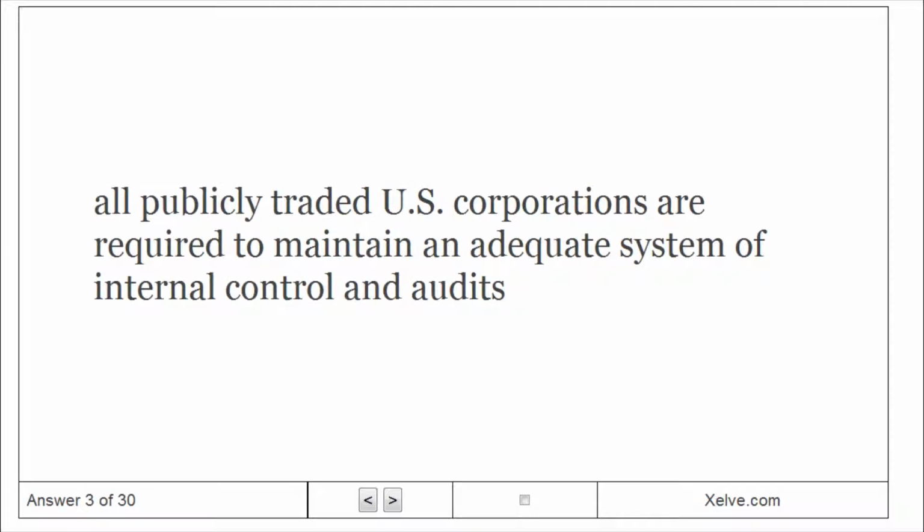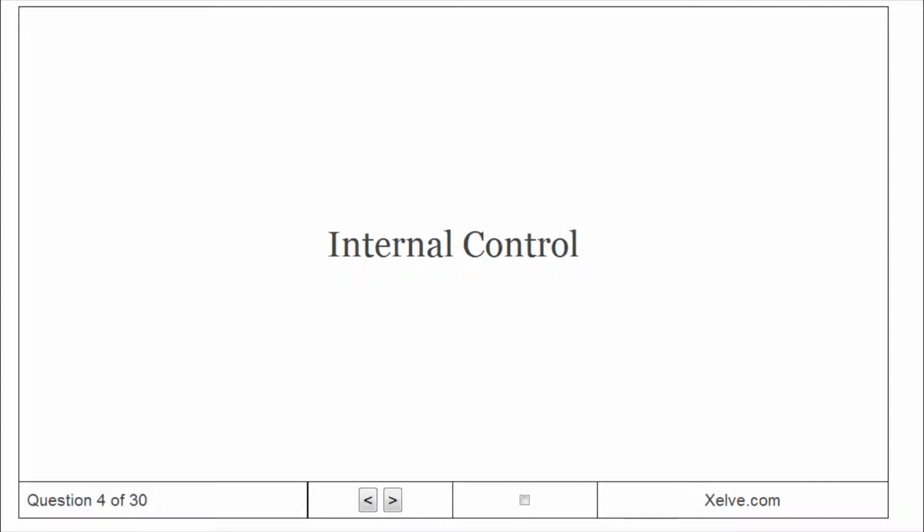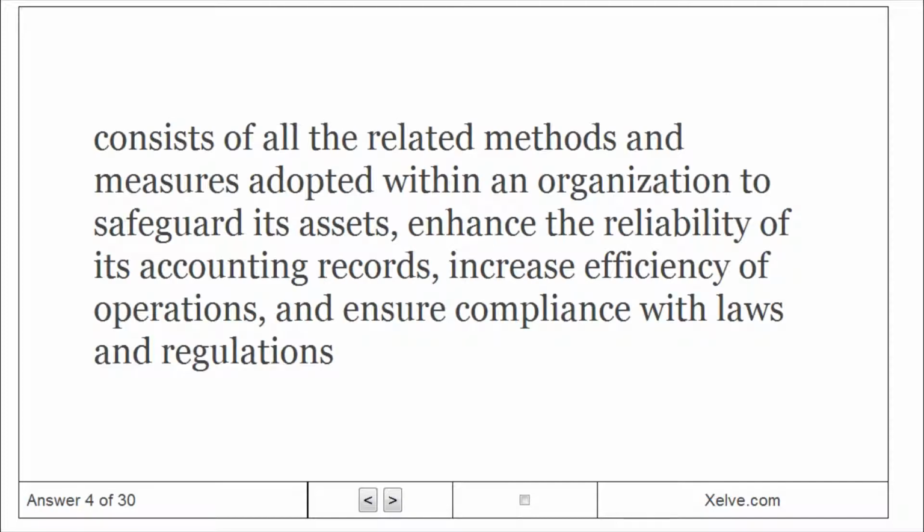All publicly traded U.S. corporations are required to maintain an adequate system of internal control and audits. Internal control consists of all the related methods and measures adopted within an organization to safeguard its assets, enhance the reliability of its accounting records, increase efficiency of operations, and ensure compliance with laws and regulations.